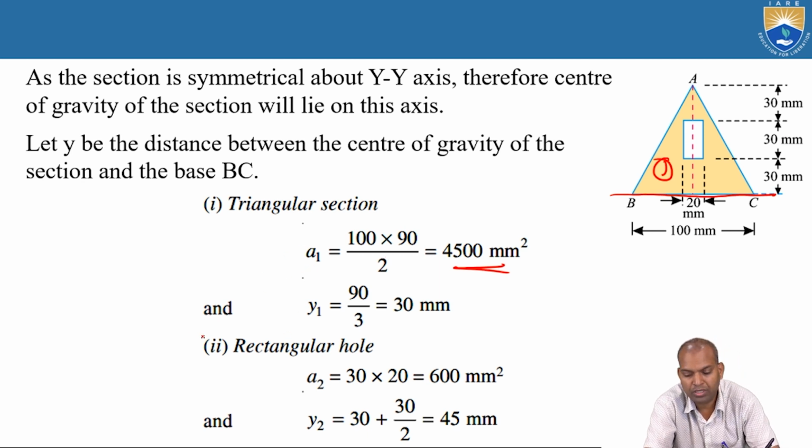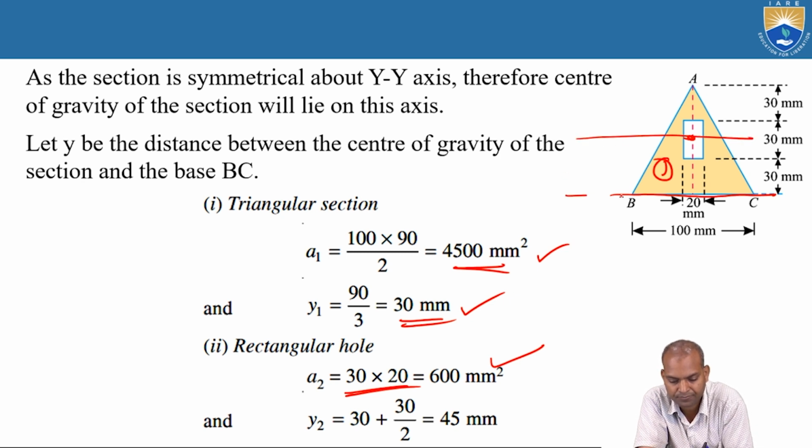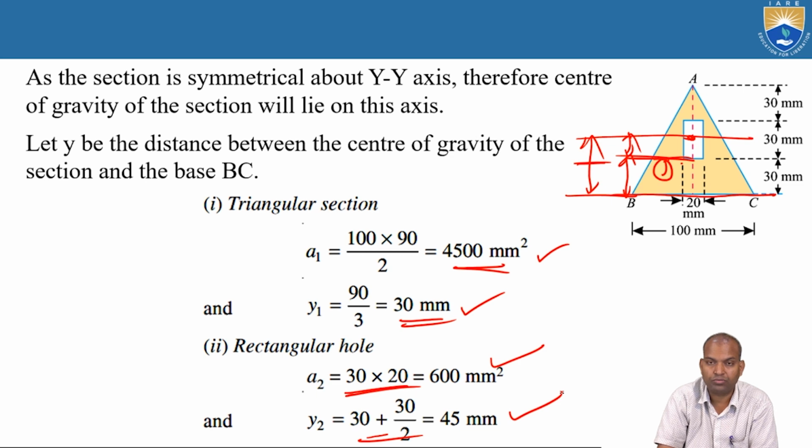Now Y1 equal to, what is Y1? That is H by 3, 90 by 3, 30 millimeters. Now the rectangular hole, A2, that is 20 thickness and height 30, 30 times 20, 600 square millimeter. What about Y2? The Y2 distance from here. How does this distance come? This distance is this plus this. What about this distance? 30 plus 30 by 2. That is 45 millimeters, Y2.